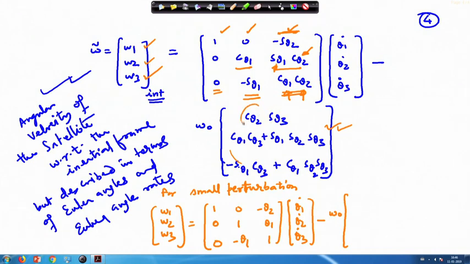Now, here this quantity, c theta 2 times s theta 3. With the small angle approximation, c theta 2 will be 1, and this quantity will be equal to theta 3. So, we write here simply theta 3.